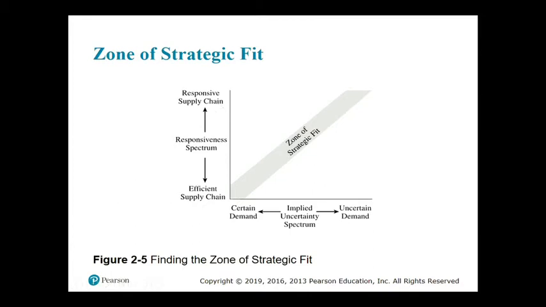So, by the way, this matching of responsiveness and uncertainty is basically matching our supply chain strategy with competitive strategy, because the implied uncertainty is determined by our competitive strategy, whereas the responsiveness is determined by our supply chain strategy.